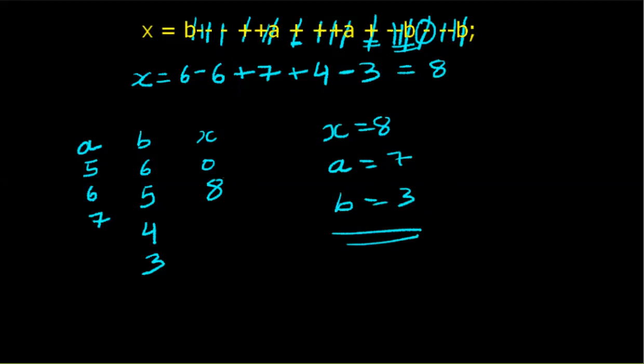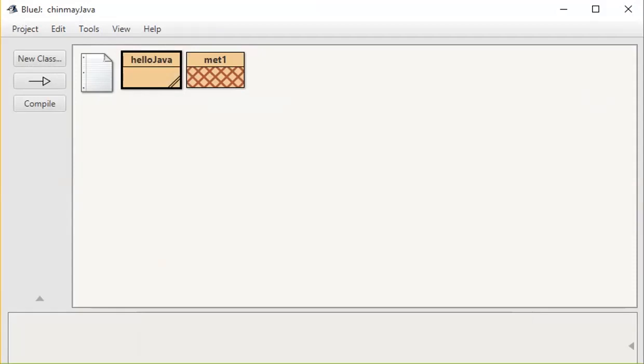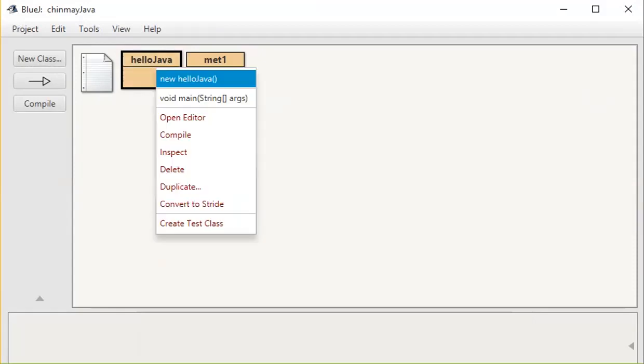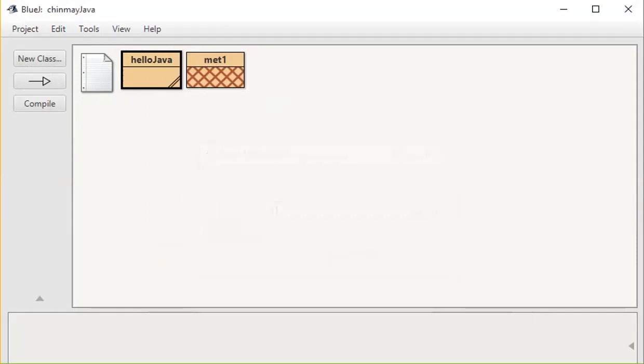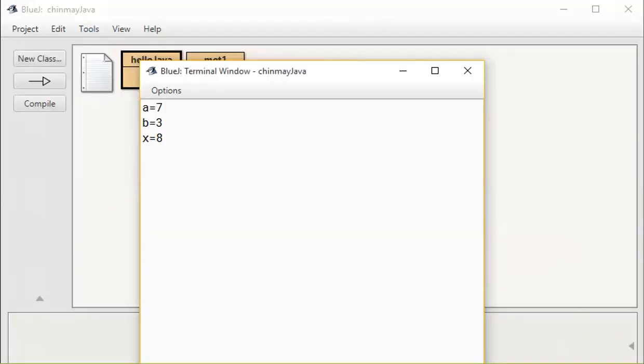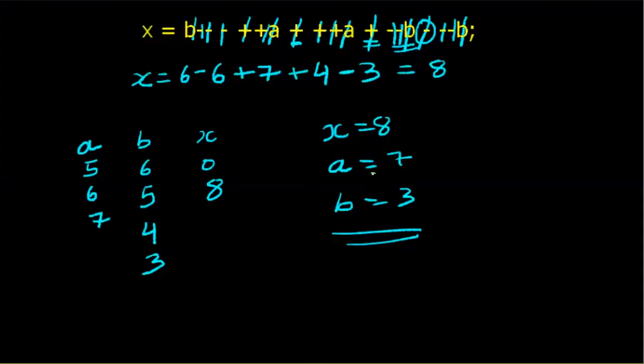Now let's check if our program answers are right. So here I have already compiled the program. There are no errors. So let me just run the program and get the answer. Okay, a equals 7, b equals 3, and x equals 8, which is the same answer we got in our worksheet. 7, 3, and 8. Let's try one more example.